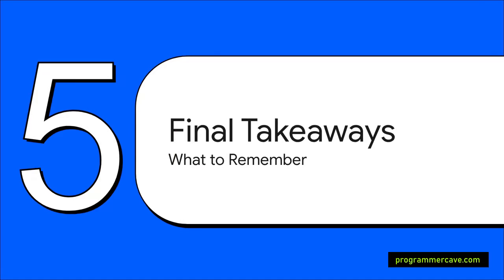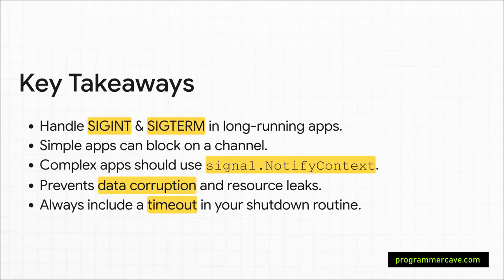Whew, okay, we've covered a lot of ground here, from OS theory all the way to production-grade code. Let's just quickly boil it all down to the most important things you need to remember. Here's your cheat sheet. Number 1, always handle SIGINT and especially SIGTERM. If you're building a simple tool, blocking on a channel is totally fine. But for anything more complex, like a server, you're going to want to use signal.NotifyContext. It's just the modern, cleaner way. Remember why we're doing this? To prevent data corruption and resource leaks. And finally, don't forget that timeout on your cleanup.